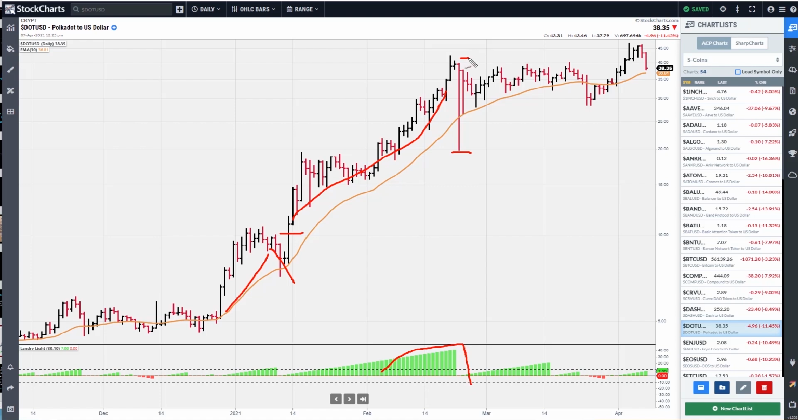But a plausible entry somewhere in here. It's just kind of going sideways for a while. So in a case like this, I would pass on the trade because the momentum has slowed.